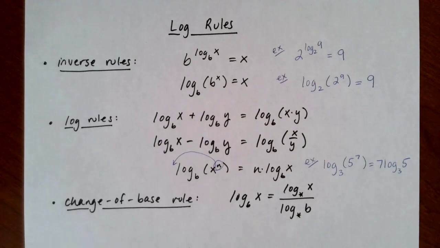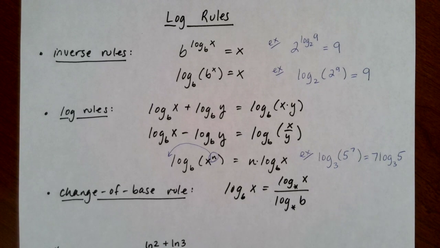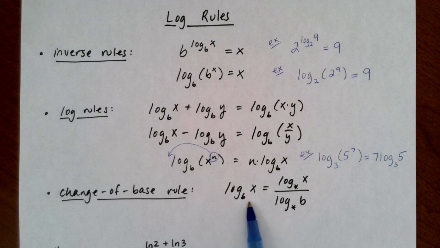All right, the very last log rule is the one that in this class we're going to use the least, but I do want you to know it exists. It's called the change of base rule. And it says any logarithm, so just log base b of x, any random logarithm, nothing special, you can rewrite it as a fraction of 2 separate logarithms.